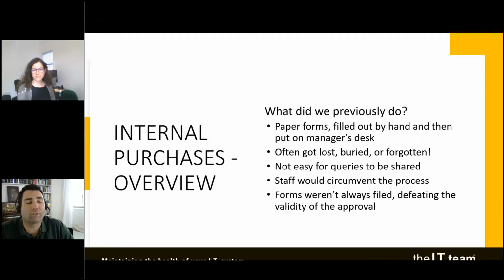And then because of sometimes my lack of availability or poor following of the process, people would circumvent it. If it was urgent, they'd go, okay, well, this is too slow, I don't have time, I'm just going to charge ahead. And then if the process was perfectly followed, it often wasn't filed. And so it would defeat the validity of the approval process. And then people would further circumvent the process.